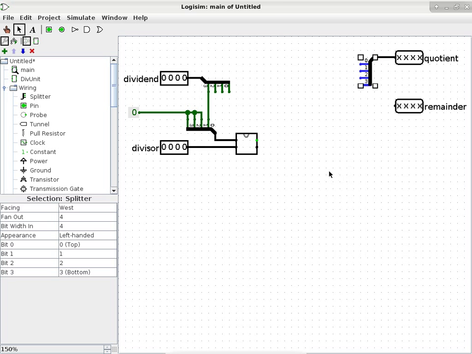There we go. All right. So which bit am I doing right now to make this connection to the merger that we just created? Bit 3, that's correct, because this is the most significant bit of the quotient. So we say, let's go make the connection here. There we go.